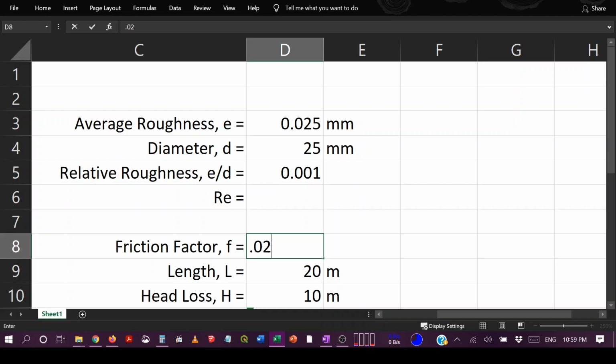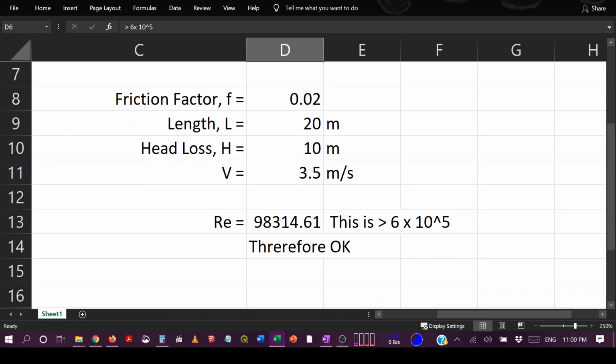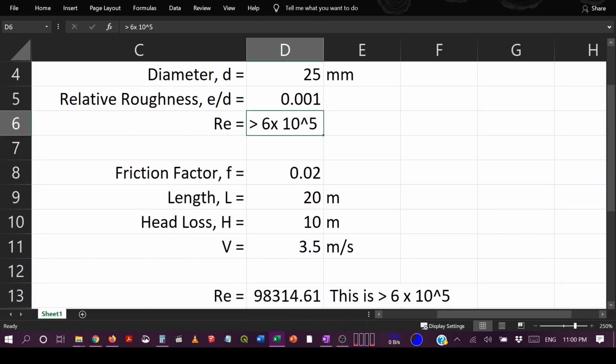0.02, and that's for a Reynolds number which we have assumed to be greater than, just like the previous assumption, 6 into 10 to the power 5. So this is our assumption that the Reynolds number will be greater than 6 lakhs or 600,000. Now again, you see the values are already filled up automatically because we didn't remove the formula. The formulas were there.